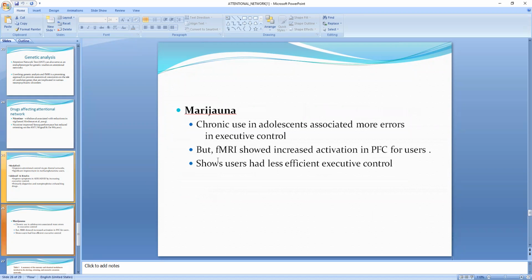Last drug is marijuana. Chronic use in adolescents is associated with more errors in executive control, but functional MRI showed increased activation in prefrontal cortex for users. Shows users have less efficient executive control.